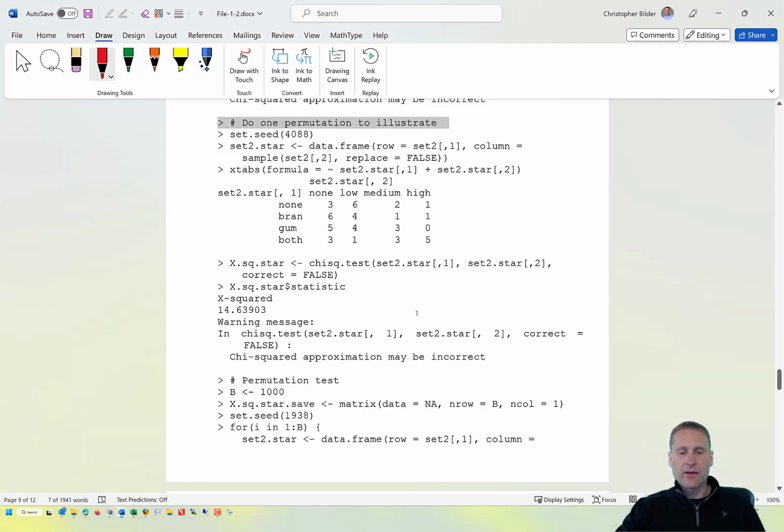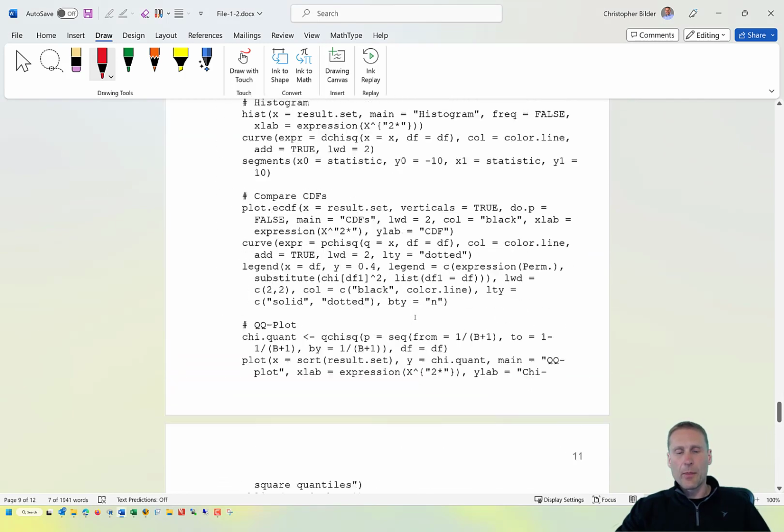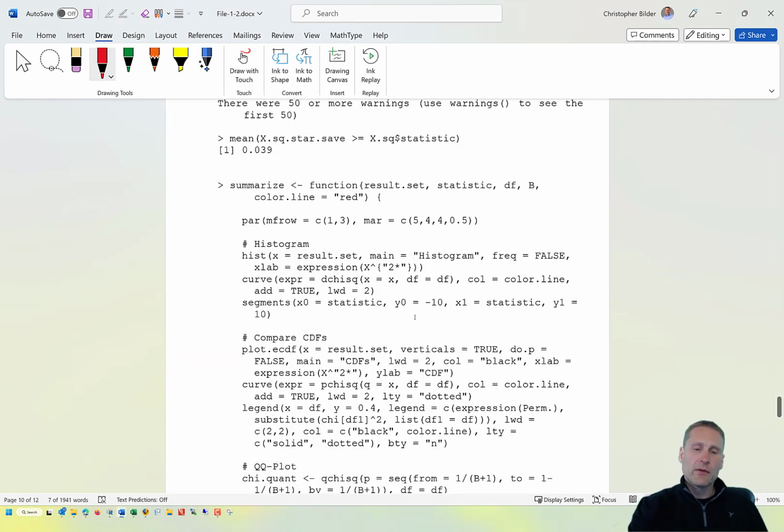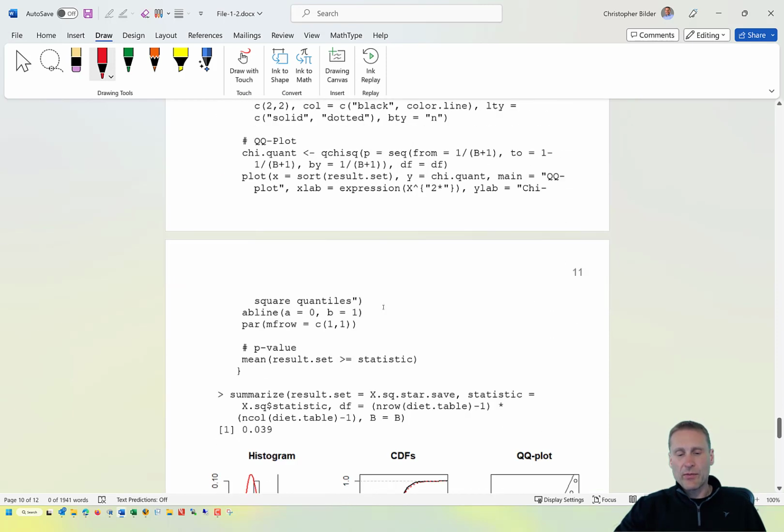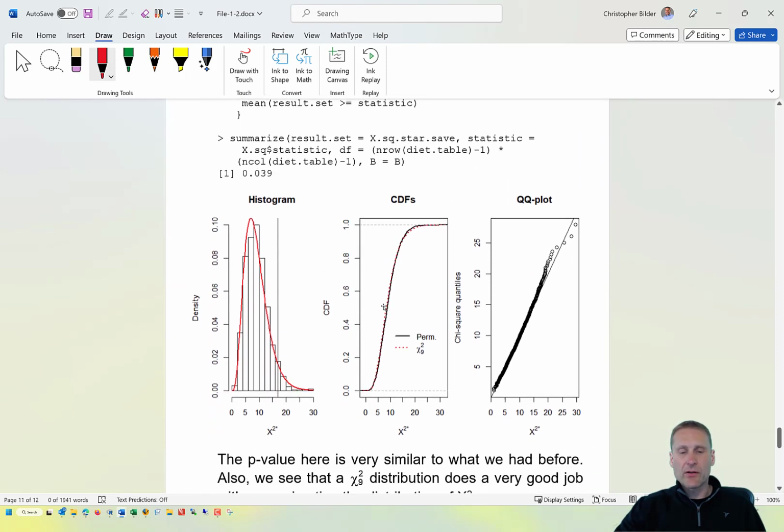Okay, let's go back over here to my Word file. On your own, I want you to see this function I've created called summarize, which will automatically calculate the p-value, but also do 3 plots of interest. Let's take a look at those plots.